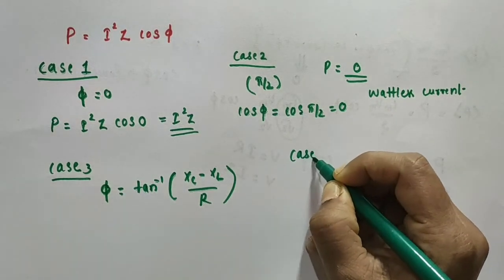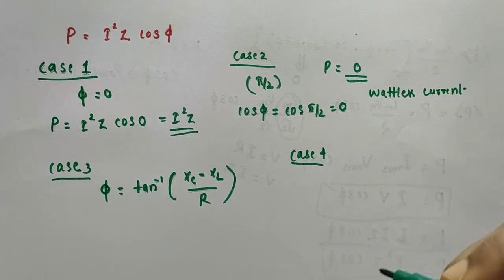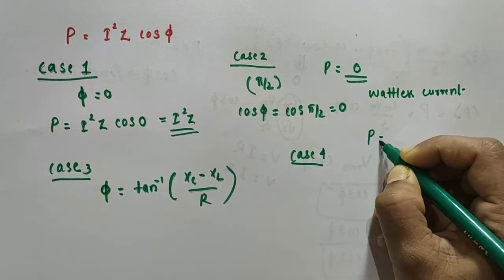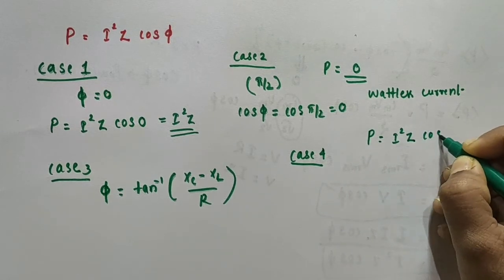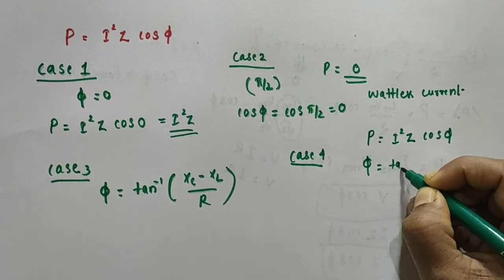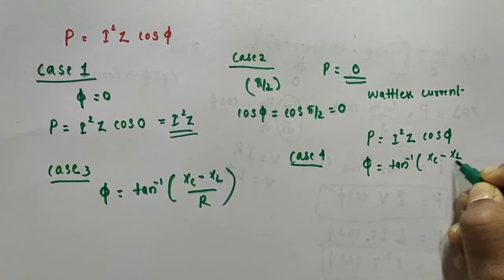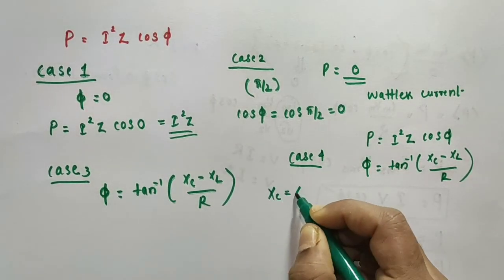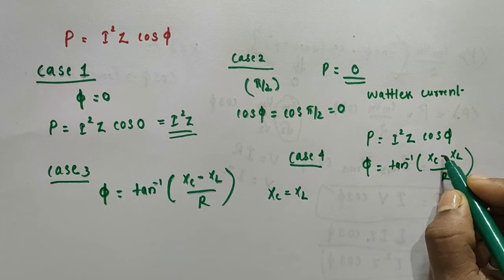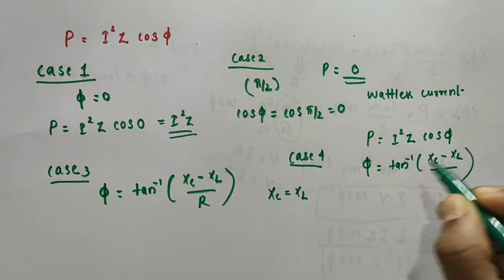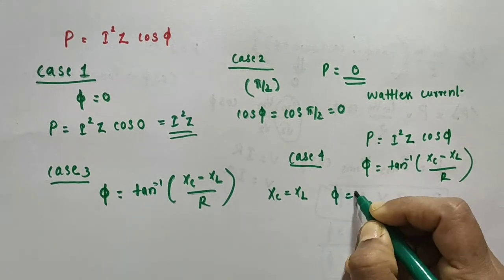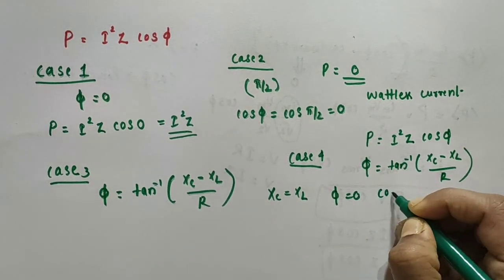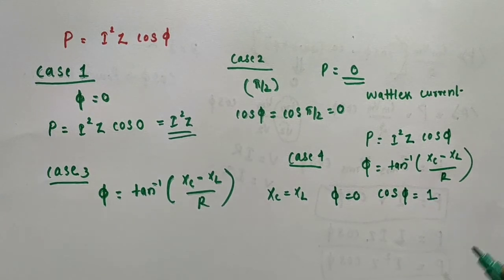Next we want to consider case 4, where we are talking about the power dissipated at resonance in an LCR circuit. We have the expression for the power as P equal to I square Z into cos phi, and we have phi equal to tan inverse of (XC minus XL) divided by R. Now at resonance what happens? XC becomes equal to XL. So, when XC becomes equal to XL, this term becomes 0. 0 by R is 0. Tan inverse 0 is 0. So phi becomes 0. When phi becomes 0, cos phi becomes 1 because cos 0 is 1.